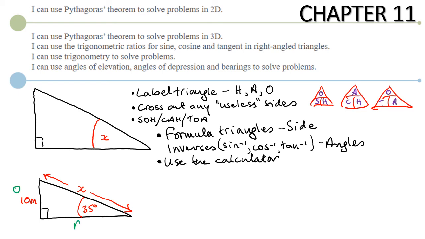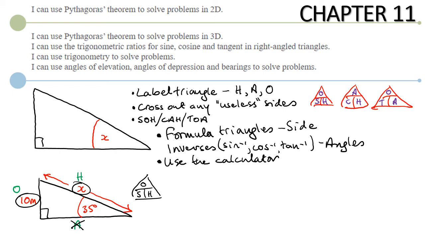Opposite, adjacent, hypotenuse. Well, let's cross out any sides which are useless. The A is useless. There's nothing there. There's an X on the H and there's a 10 on the O, so they're useful because they've already got stuff written there. Anything that has nothing on it, we ignore, it's useless. So I've got O and H, and O and H is sine. So I'm going to be using the formula triangle for sine, S, O, H.